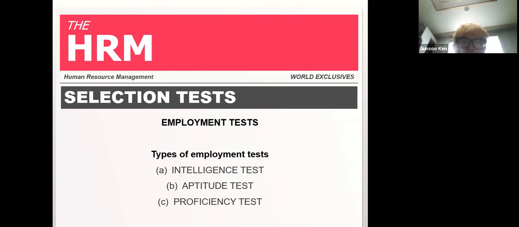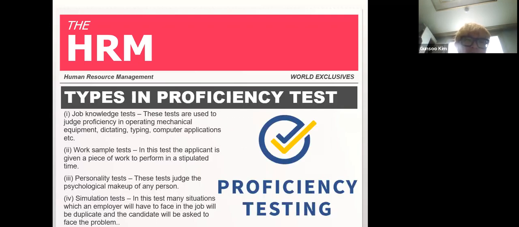And the following tests are given to candidates in most cases, which are intelligence, aptitude, and proficiency tests. Proficiency test is designed to determine the skills and knowledge acquired by an individual through experience and on-the-job training. And there are 4 types of proficiency tests.